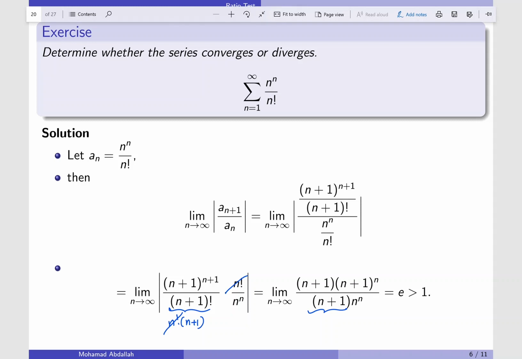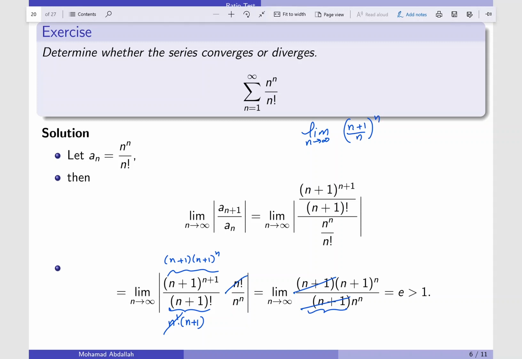So, I know that I have n plus 1 in the bottom, so I'm taking n plus 1 from here. I'm writing this as n plus 1 times n plus 1 to the power n, as you can see here. Now this cancels with this. I'm left with n plus 1 over n to the power n. So I'm now finding this limit when n goes to infinity of n plus 1 over n, all to the power n.